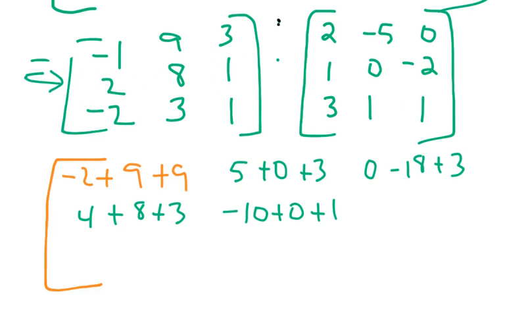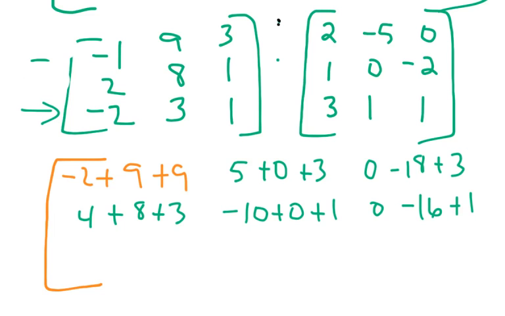Second row, third column, 2 times 0 is 0. 8 times negative 2 is negative 16. And 1 times 1 is 1. Okay, one more to go. Third row, and we'll multiply and add our columns.